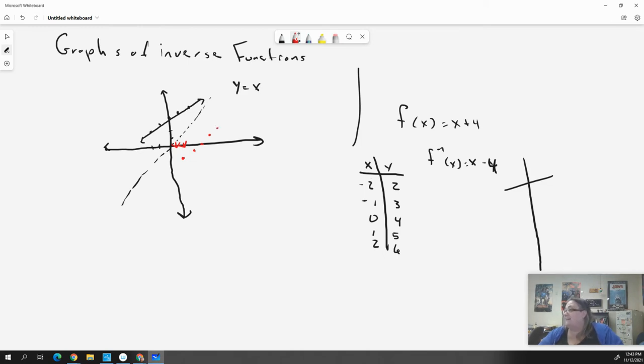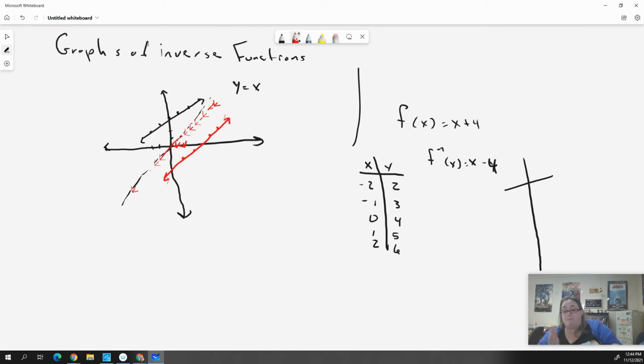Wait, so for the second one where it was 1, -3, it's now 3, -1? Exactly. And if you notice, these, if drawn correctly, and in this case they aren't drawn super great because I didn't have my thing, but what you would see is that they're a mirror image on each side of that line y equals x.